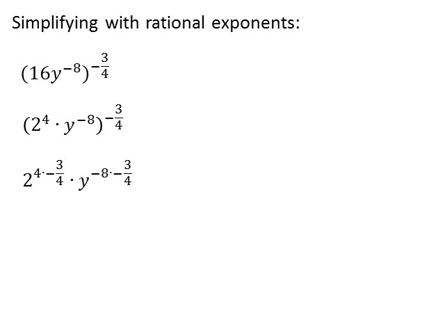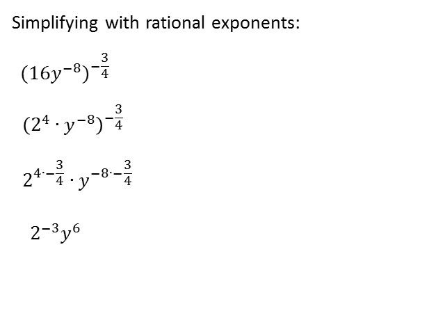When I do that, I multiply the exponents. So I have 2 to the 4 times negative 3/4 times y to the negative 8 times negative 3/4. Now 4 times negative 3/4, the 4s cancel out, and what we're left with is negative 3. And for y to the negative 8th, since it's two negatives, you get a positive. 8 times 3 is 24, and 24 divided by 4 is 6.